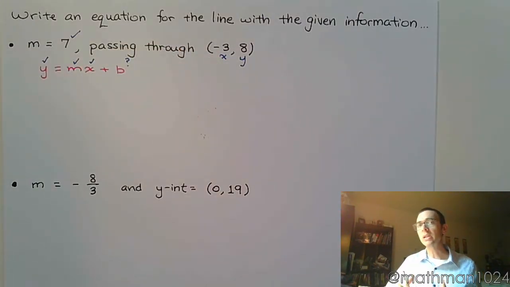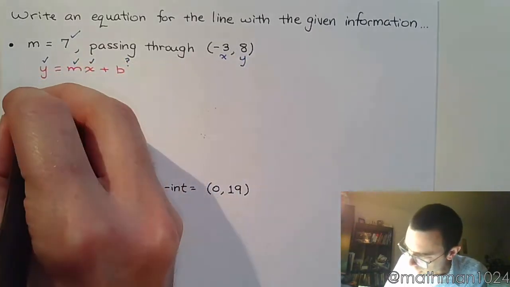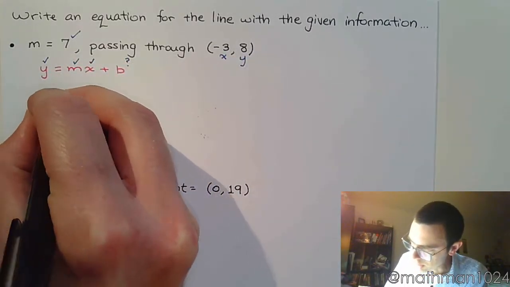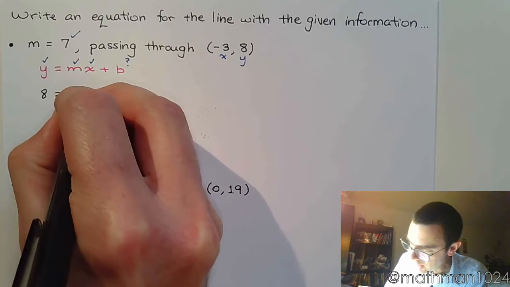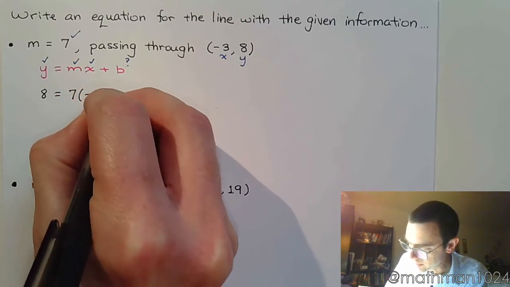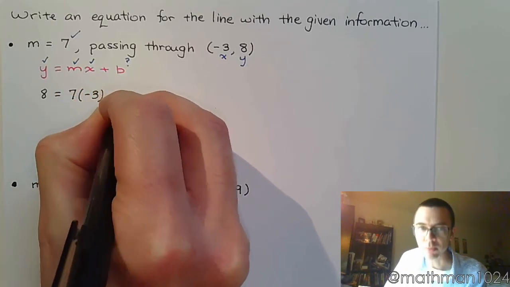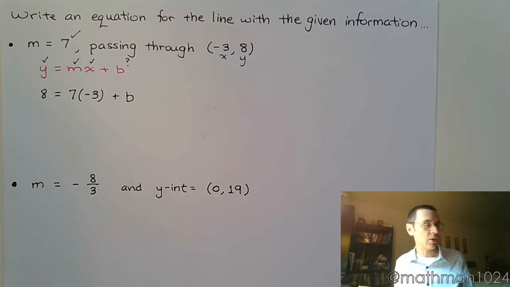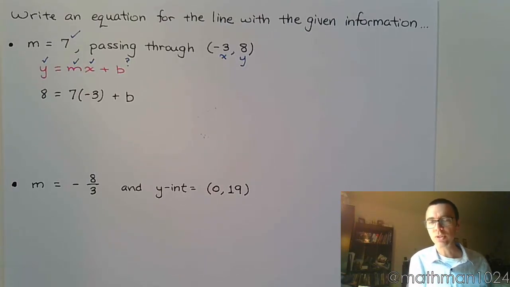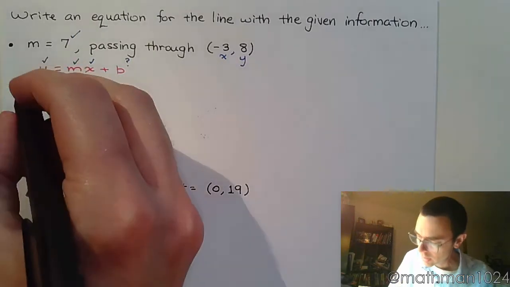And remember, the b connects with the y-intercept. It's the y-coordinate for the y-intercept. So your y here is 8, your slope is 7, x is negative 3, and then plus b. So basically you have here a formula. You plug in everything that you know. You have one guy that you don't know, which is the b value, and so you're going to take this equation and solve it for b.